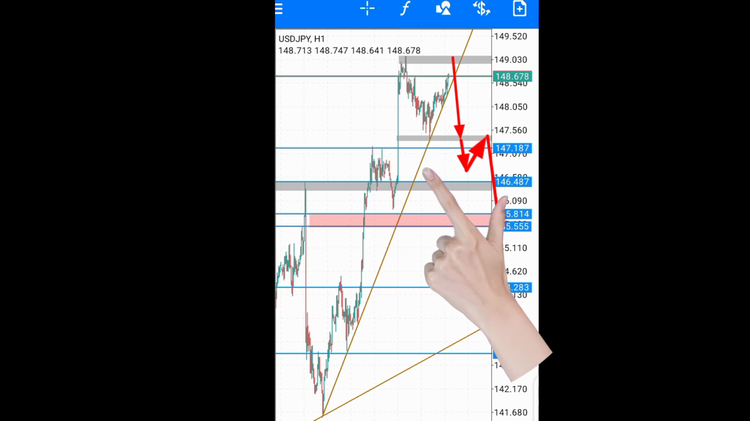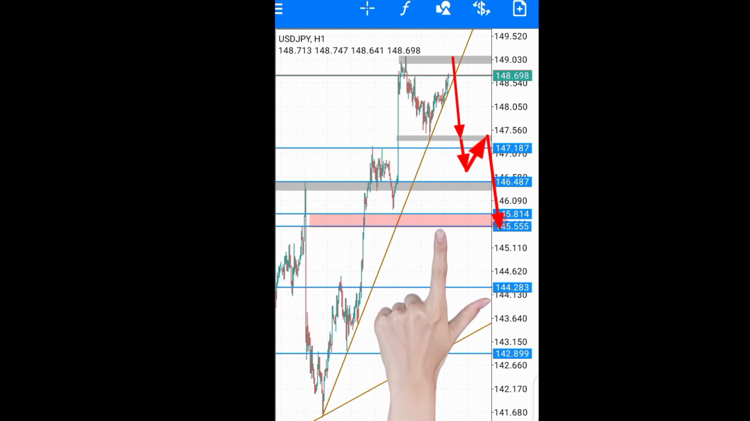break of this rising trend line and a move down to this 147.35 area first. Then a break below that area will open up 145.80 to 145.55 area, and if the momentum is very strong, we may head down to 144.50 area to 144.28 area. So that is exactly what I'm expecting from USDJPY.